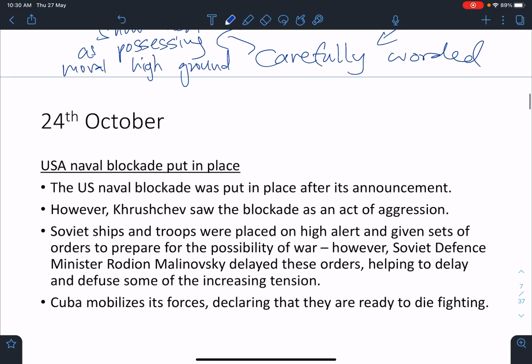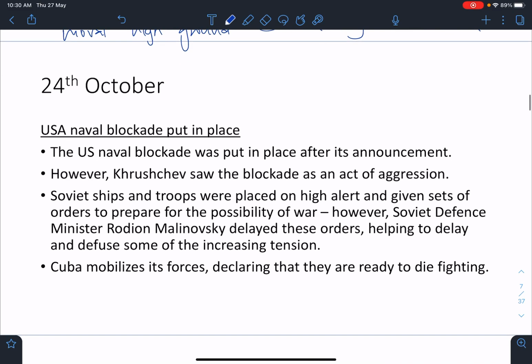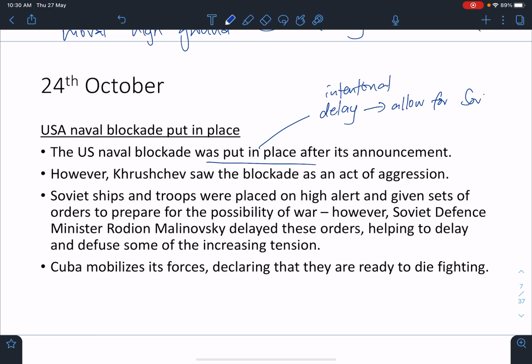So after that, the US naval blockade is put into place. What we see, okay, is that there is a delay, and it's an intentional delay. Why? The announcement is on the 22nd, the blockade is on the 24th. Why? To allow time for the Soviet response. If I launch my blockade straight away, I'm afraid that the Soviets will get antsy and react violently. But by slowing it down, I'm reducing the chance of further conflict. Okay.